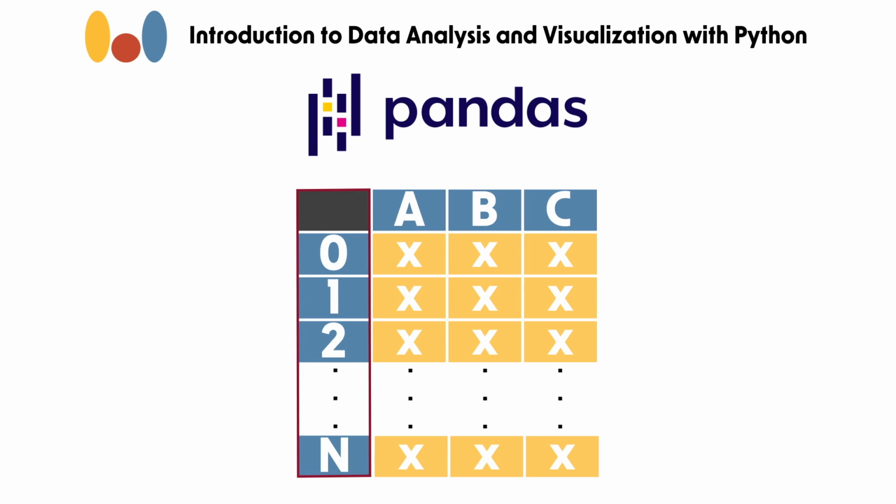Both data frames and series have indexes. This is used to identify the elements within that structure. Similar to tables, data frames also have column names. Pandas can do many things.